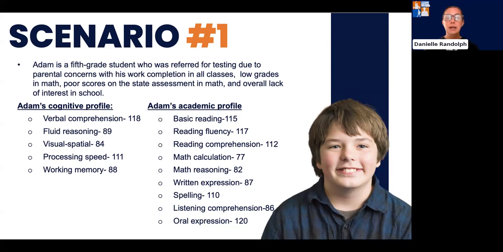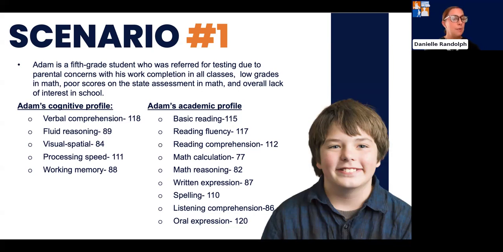So we do always want to keep that in mind when we look at a child's profile. And then working memory at an 88 is sort of in that, we would say, low average range, still average, but not exactly where we want it to be. Academically, his reading skills are aligning with his verbal comprehension as we would expect. His spelling is strong, oral expression is strong. So all of those verbal skills that correlate to verbal comprehension are great strengths for Adam.